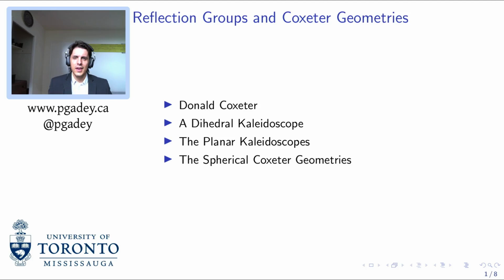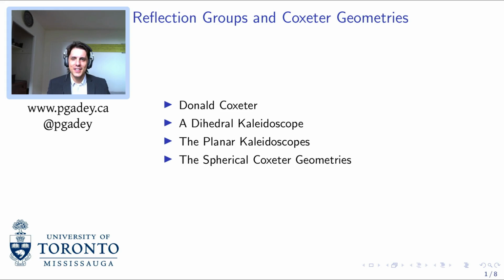Hi there! In this video we're going to talk about reflection groups and Coxeter geometries. This is one of my favorite parts of the whole course, and I'm very, very glad that we got here. In fact, I'm teaching this course out of a sort of personal admiration for Donald Coxeter, who we'll talk about in this video, before talking about a dihedral kaleidoscope, the planar kaleidoscopes, and hinting at the existence of the spherical Coxeter geometries. Let's get started.